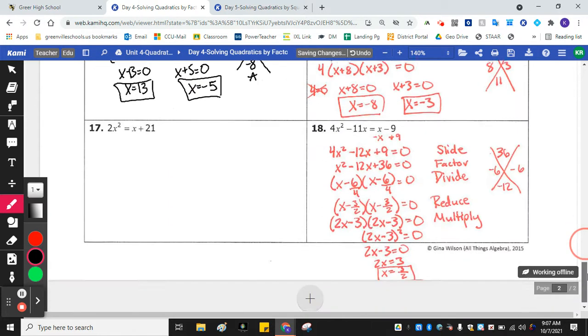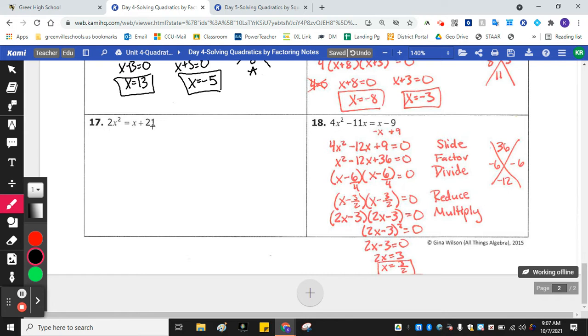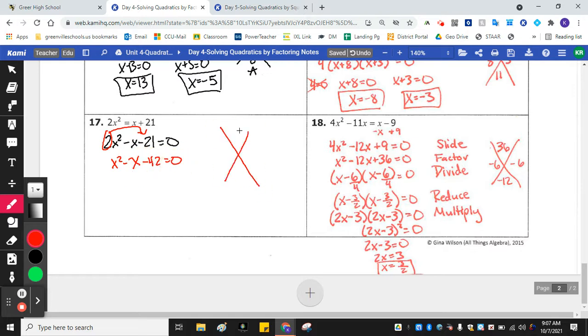Last one. I'm going to move x over and 21 over. Subtract over my x, subtract over my 21. No greatest common factor. A is greater than 1, so I have to slide that over. Slide the 2 to the 21. 42. Multiplies to 42. Adds to negative 1.